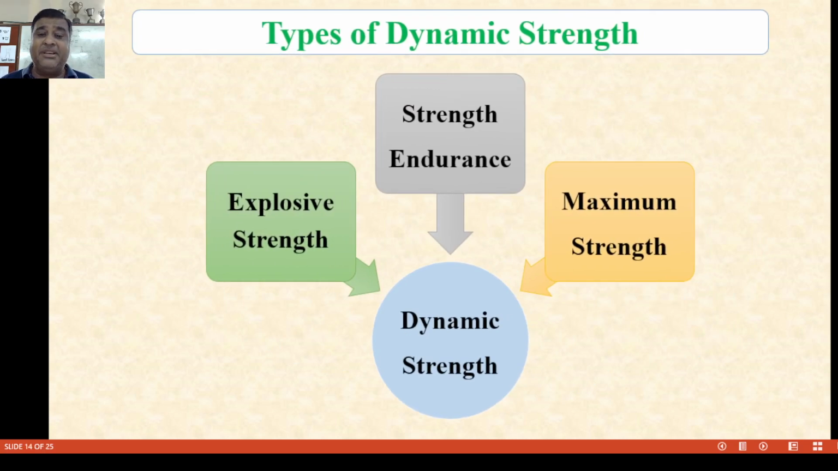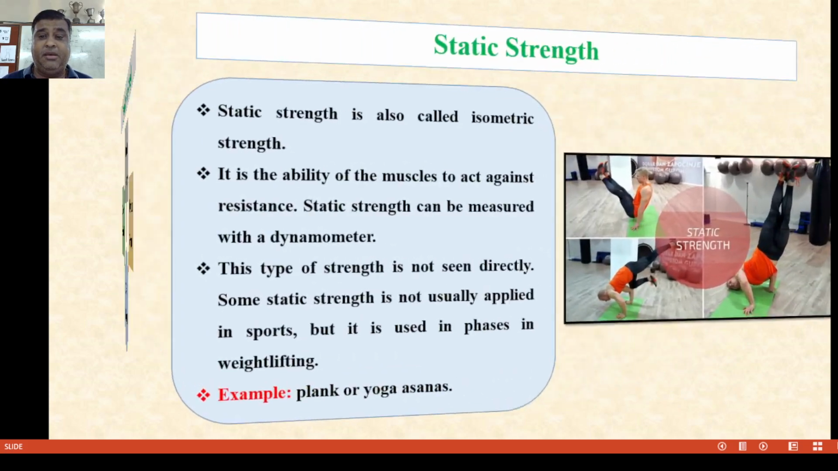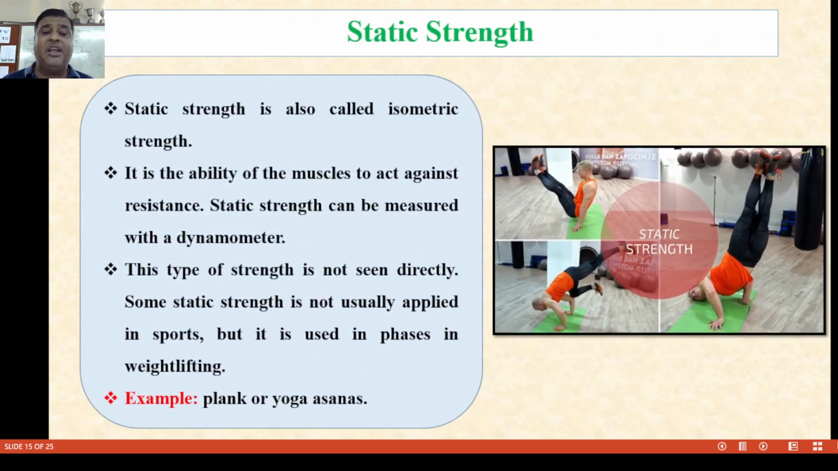Dynamic strength has three different parts: explosive strength, strength endurance, and maximum strength. Now static strength is also called isometric strength. It is the ability of muscles to act against resistance. Static strength can be measured by dynamometers. This type of strength is not easily seen, and it is not usually applied in sports, but is basically used in weightlifting. The examples are planks or yoga asanas. There are many, but I have defined only two.